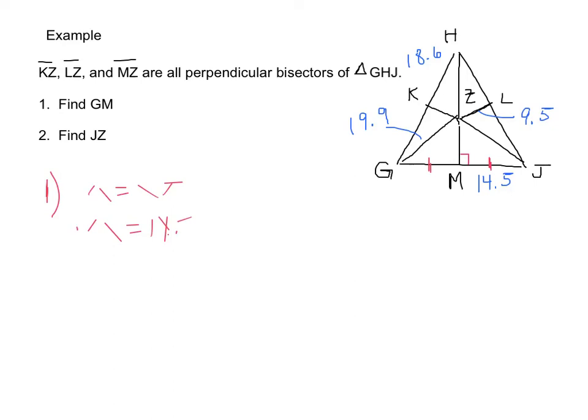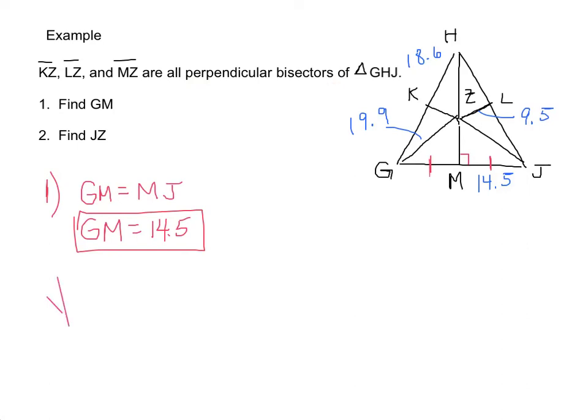So number one, we are done, and we didn't even use the circumcenter theorem. All we used is the idea of perpendicular bisector. Number two, let's see if it's a little bit different. For number two, we're trying to find JZ. So JZ, J to this middle there. This is a slightly different problem here.